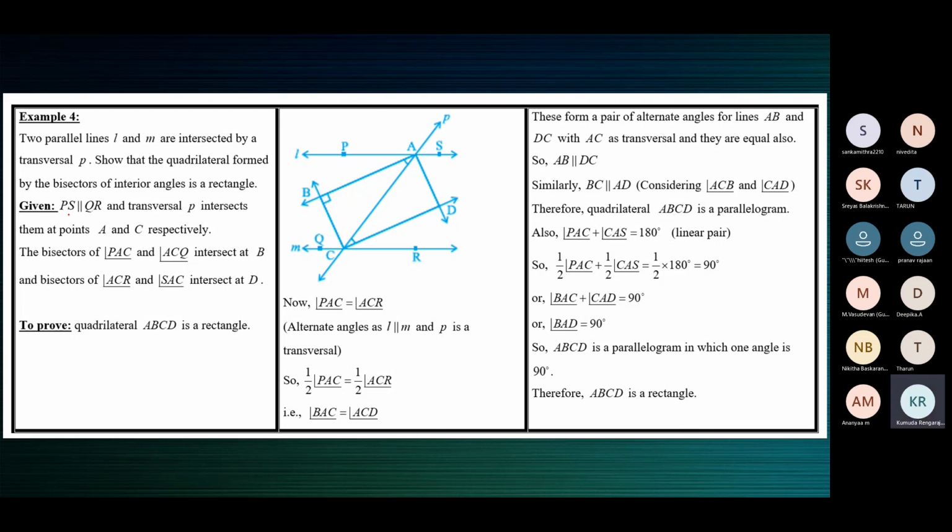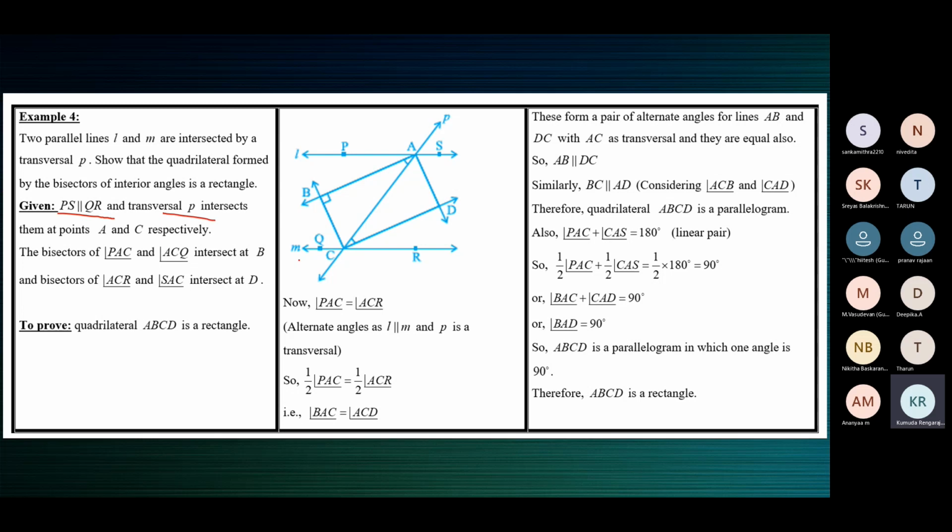PS parallel to QR and transversal P intersects them at points A and C respectively. Was that given? PS parallel to QR, was it given? Because L is parallel to M. See, you need to read the information given and then draw the figure. The figure is not given. L and M are two parallel lines, so we have taken 2 points on them, P and S, Q and R. So PS parallel to QR and transversal P.